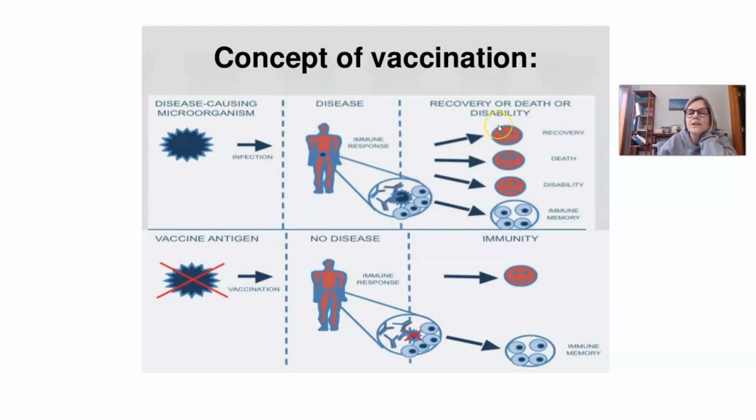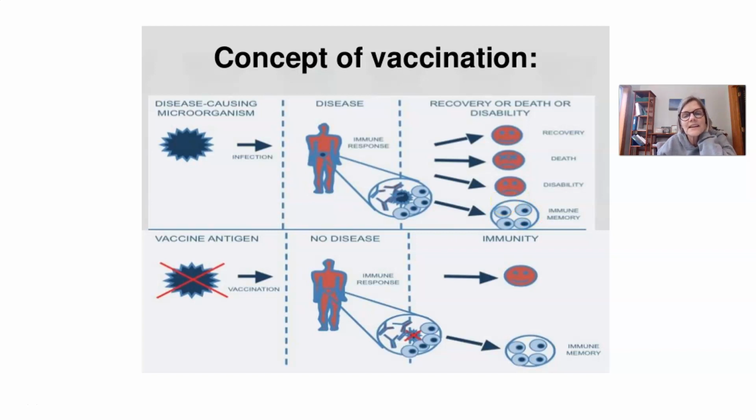They can get sick and they can recover. If it's a dangerous pathogen, they might get sick and die. Or they might get sick and have a disability. So it might be something where you get long COVID or something like that. But if the person recovers, they're going to have this immune memory. They're going to have those memory cells.